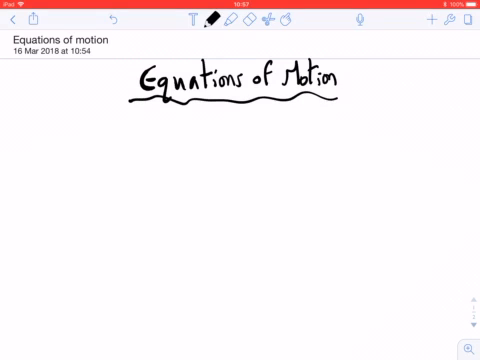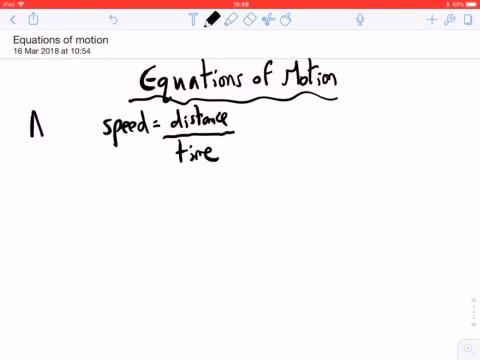You're probably familiar with the simplest of the equations of motion. Speed equals distance travelled divided by time taken. Strictly speaking, I should say average speed there. We can use that equation, or if you prefer the triangle that goes with it, we can use the three equations that we get from the triangle. Speed is distance divided by time, in cases where there is no acceleration.